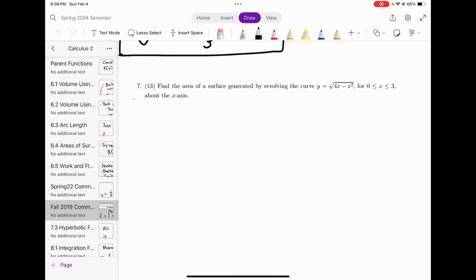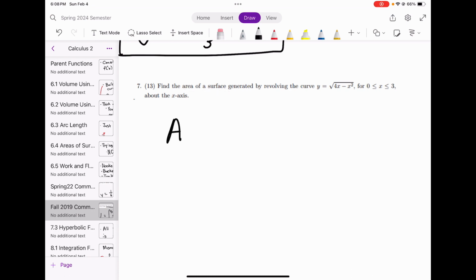Number 7. Find the area of the surface generated by revolving the curve y is equal to the square root of 4x minus x squared, for 0 is less than or equal to x, which is less than or equal to 3, about the x-axis. Okay, so this is the area of a surface. This is going to be your surface area equation.